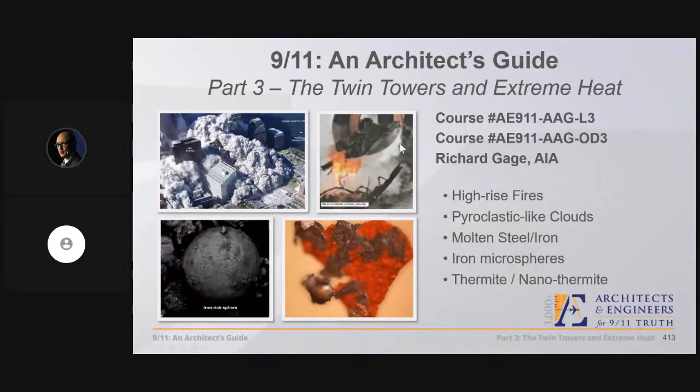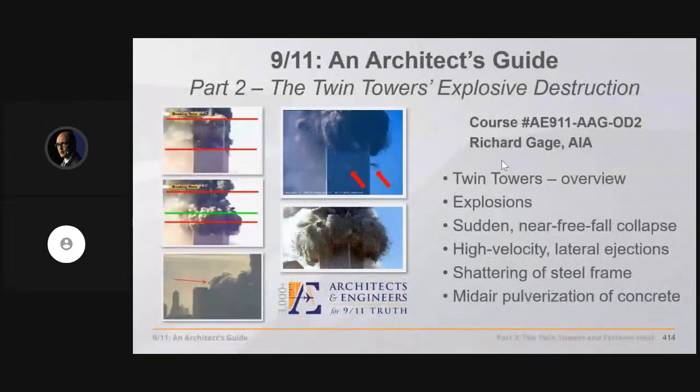So join us. Today we were looking at part 3 here, Twin Towers in extreme heat. We covered high-rise fires, pyroclastic-like clouds, molten steel and iron microspheres, thermite, nanothermite, evidence that this was an inside operation. As we did last week in part 2, the explosiveness of the Twin Towers, sudden near free-fall collapses, high-velocity lateral ejections, shattering the steel frame, mid-air pulverization of the concrete.